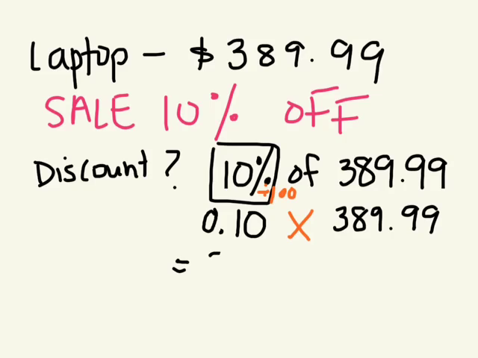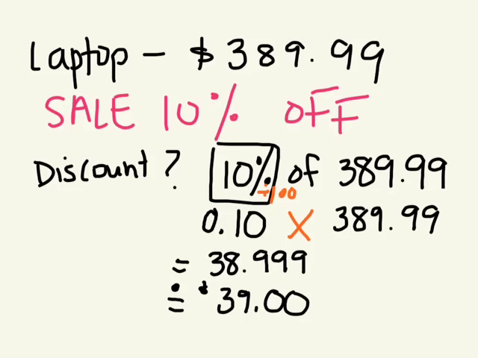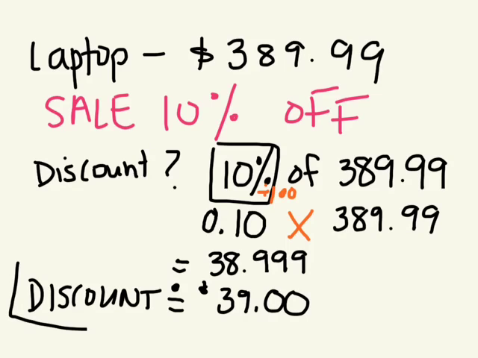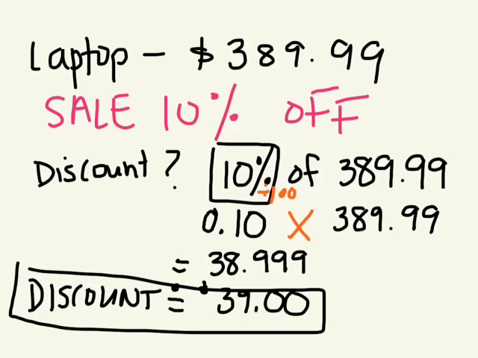So it's 38.999, right? We want to round to the nearest penny. In this case, though, what happens? What do we have to do? We have to round it to approximately equal to $39, okay? So now I know my discount. I'm going to save $39 on this laptop because of the sale, because it was 10% off.